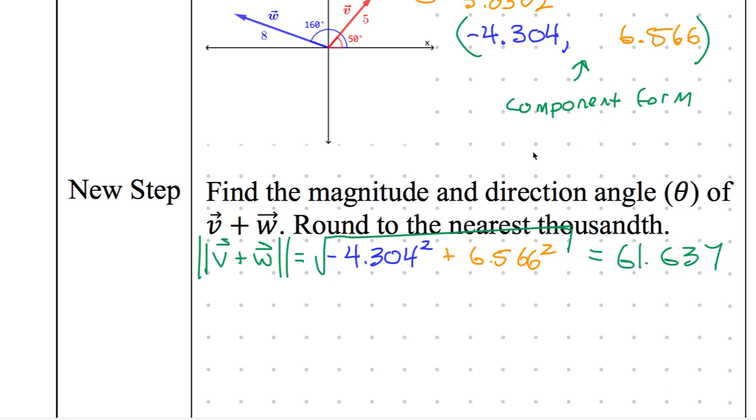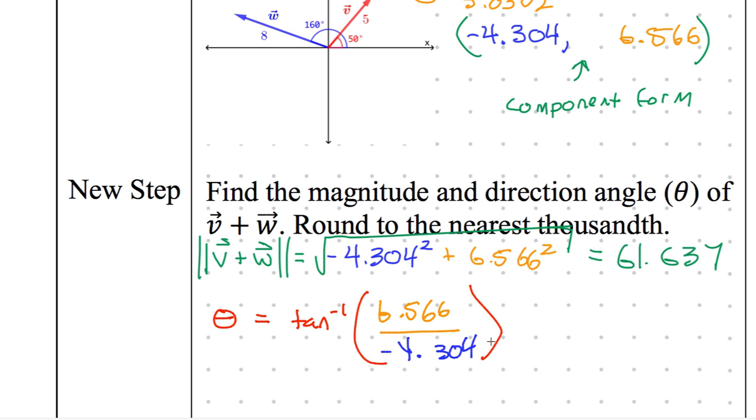Okay, yeah. All right, how am I going to find the argument? How am I going to find that theta? You're going to have to do arctan. The arctan of 6.566 over negative 4.304. Over negative 4.304, yep.